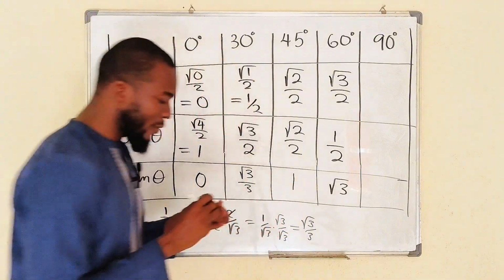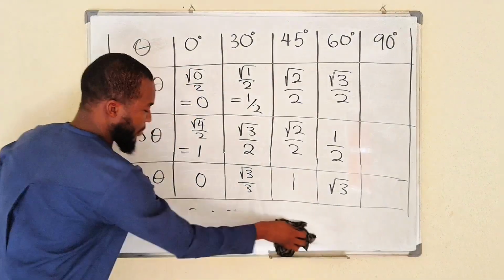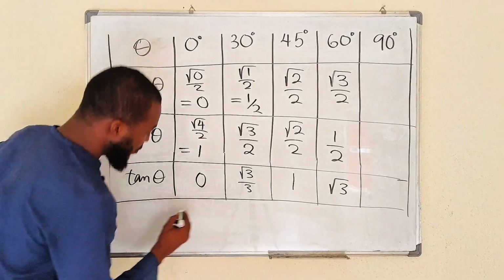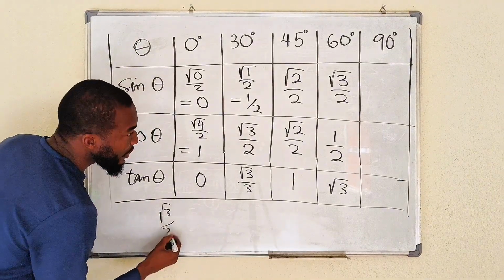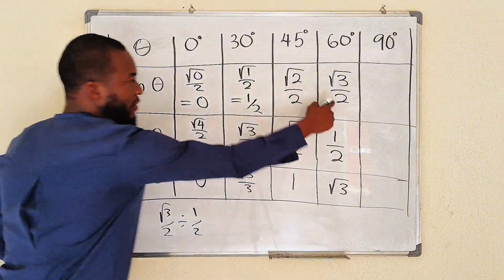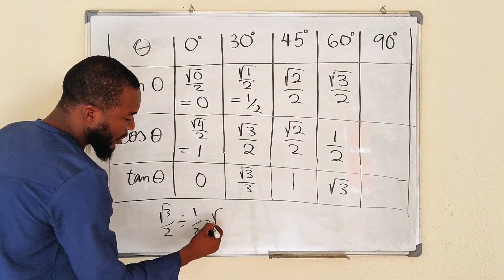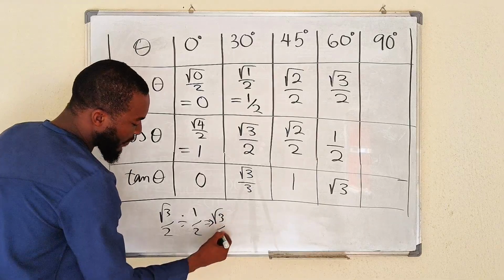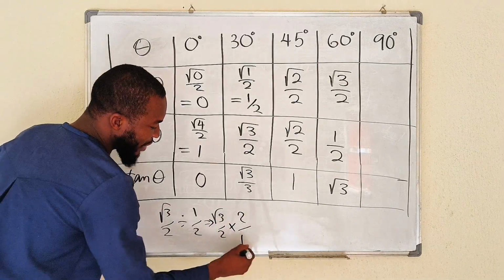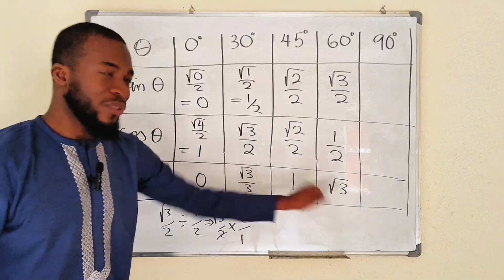Or should I show you how? Maybe I think it is necessary. It will be root 3 divided by 2 divided by 1 divided by 2, right? This divided by this. Change this to multiplication. So it will be root 3 divided by 2 multiplied by 2 divided by 1. 2 cancels 2. We only have root 3 divided by 1, which is root 3.